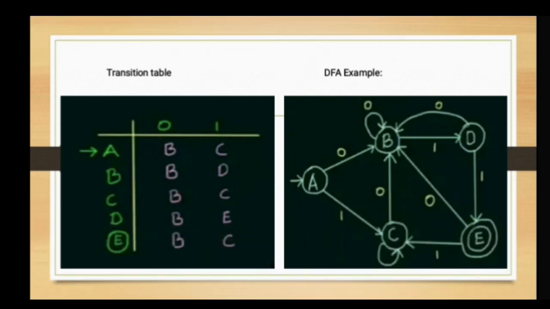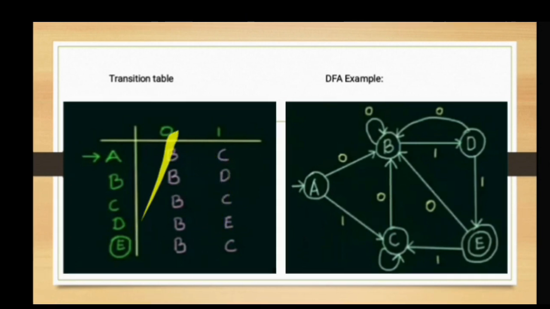The same process with state B. When we input 0 it goes to B itself, and when we input 1 it goes to D. C, when we input 0 it goes to B, when we input 1 it goes to C itself. D, when we input 0 it goes to B, and D input 1 goes to E. And E input 0 goes to B, and E input 1 goes to C.